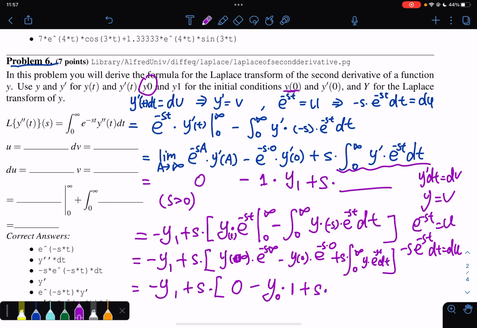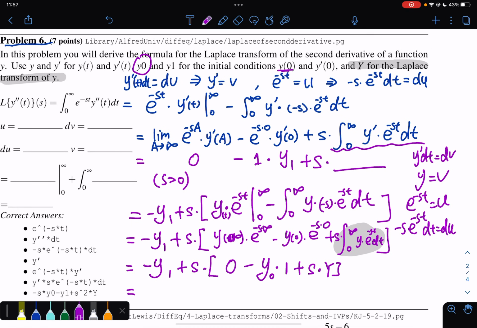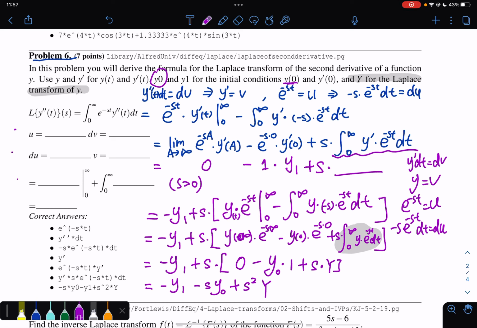Add to s multiplied by this. If you look at this expression, you should be super familiar with the definition of a Laplace transform by now. That represents the Laplace transform of y. The problem said to use capital Y to represent the Laplace transform of y. So my problem is simplified as minus y1 minus s y0 plus s squared capital Y. That's what I end up with, and you are going to fill in the blanks accordingly based on what we discussed here.